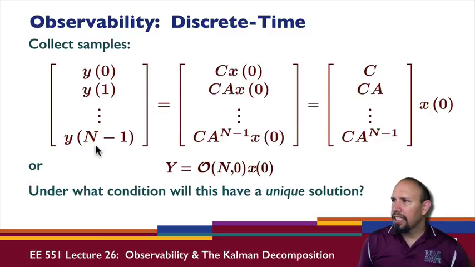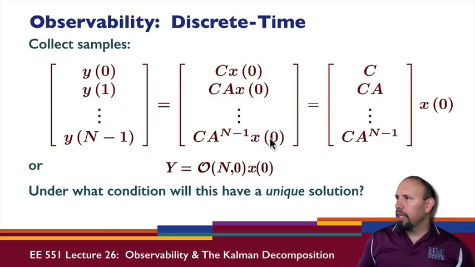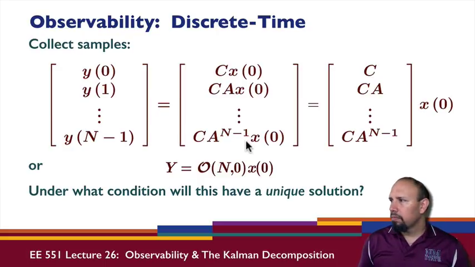So if we collect capital N samples, we look at the output values, and here are the output values. Y0 is equal to Cx of 0, Y1 is equal to CAx of 0, and so forth. Here we're assuming that our D matrix is 0, in which case this is what we get. And we're also assuming that the system is unforced. So we get these sample values.